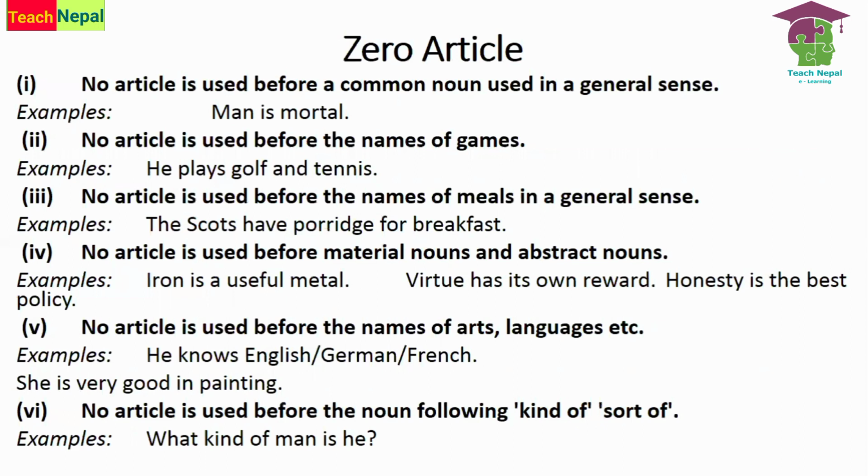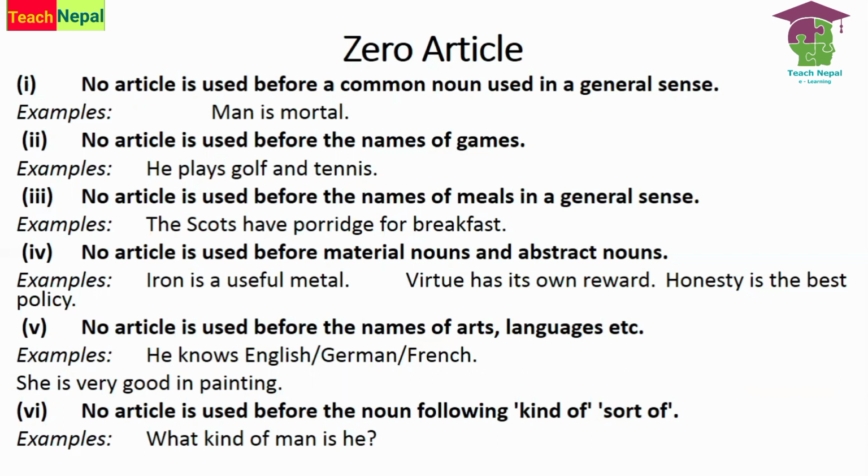In which cases do we use the zero article? No article is used before a common noun used in a general sense. Man is mortal. Right? When you say man is mortal, no article. No article is used before the names of games. He plays golf and tennis. We don't say the golf and the tennis. Or no article is used before the names of meals in a general sense. Breakfast, dinner, right?